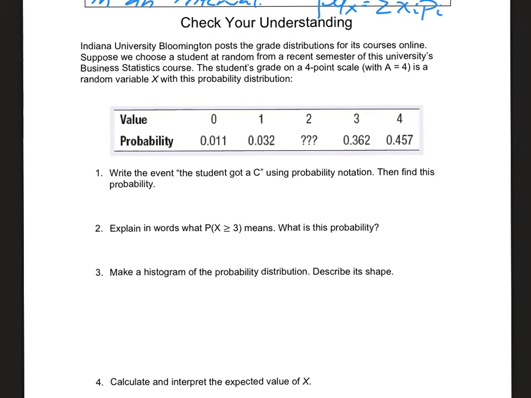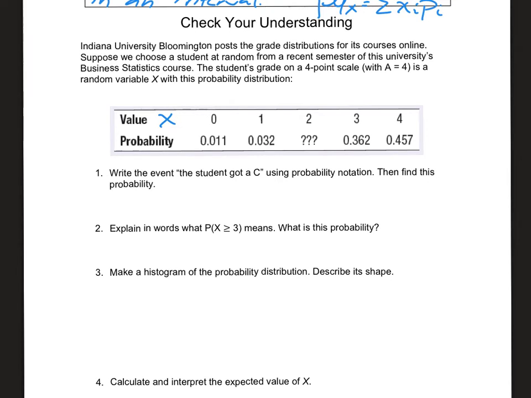All right, hopefully you've taken some time to work on answering these questions, and we'll use this to go over it. It says, Indiana University Bloomington posts the grade distributions for its courses online. Suppose we choose a student at random from a recent semester of this university's business statistics course. The student's grade on a 4-point scale with A equals 4 is a random variable x with this probability distribution. So you have the value of x here on the top, and then the probability of each of those x values. Number 1 says, write the event the student got a C using probability notation, then find its probability.